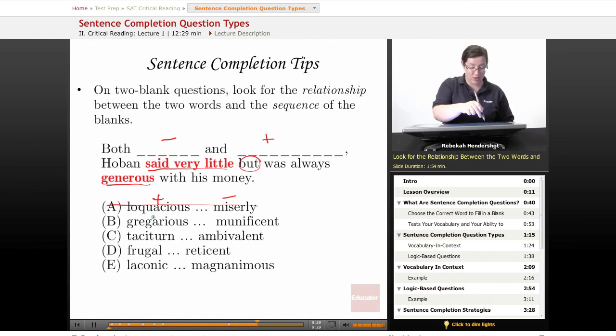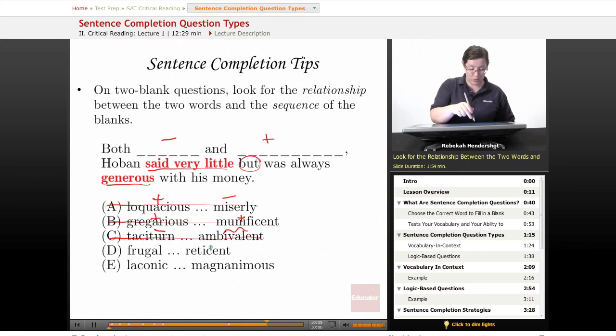Gregarious and munificent. Well, gregarious means very friendly, hanging around with lots of people, very buddy-buddy with people. That's a positive, so we're in trouble. Munificent does mean generous, but gregarious does not mean anything like not talking very much, so we can eliminate B. Now we have taciturn and ambivalent. Now taciturn actually does mean saying very little, not inclined to talk very much, and it is kind of a negative quality, so we're in good shape so far, but ambivalent kind of means feeling two ways about something, in the middle, not quite sure. That's nothing like being generous, so we can eliminate C.